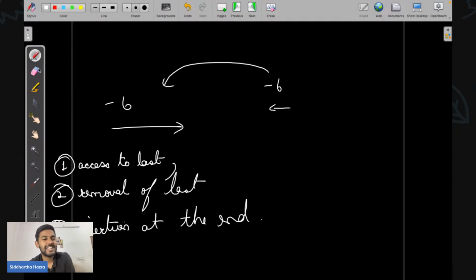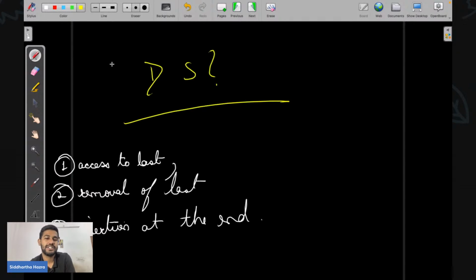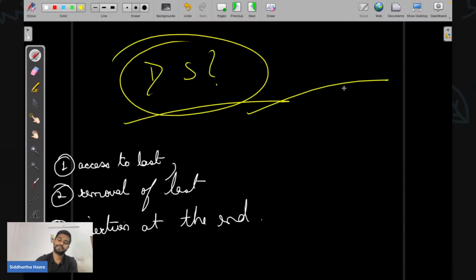What is the data structure that fulfills this criteria? Tell me. What is the data structure? Tell me the name of the data structure which fulfills this criteria. Give me a quick yes or no. I would just quickly check from this.